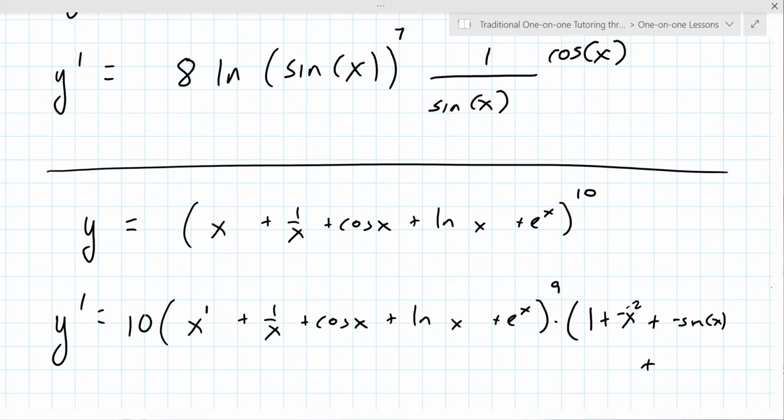Right, then plus 1 over x. Good. Derivative of e to the x, plus e to the x. All right, good. Okay, let's do another.